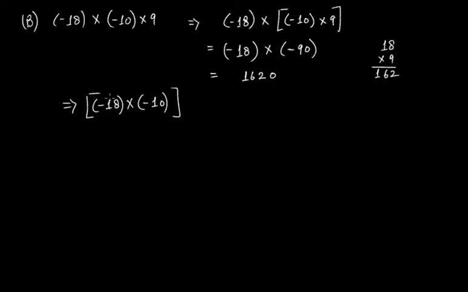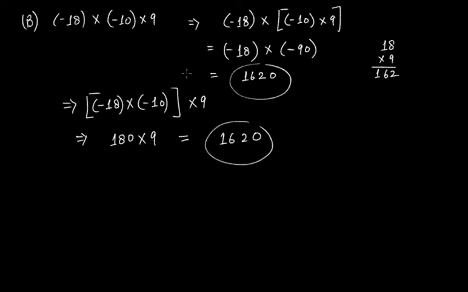So you first group together minus 18 and minus 10, and then you multiply this with 9, and this will give you 180 times 9, and this will give you 1620. This answer and this answer, both these two are equal, and we just used the associative property.